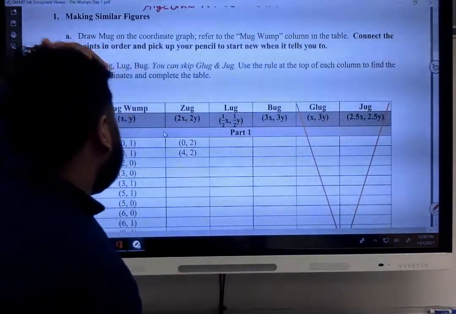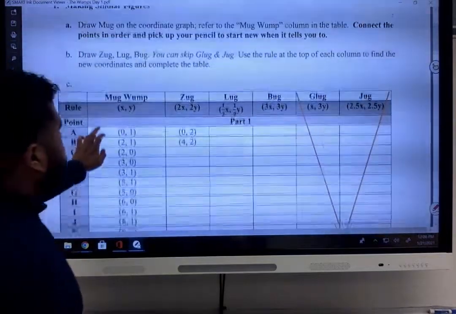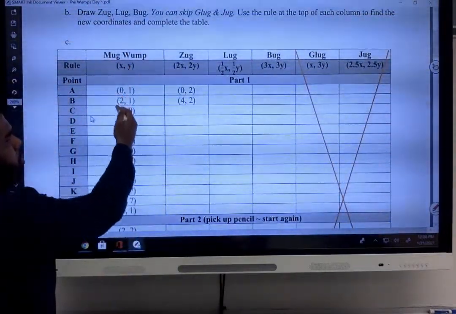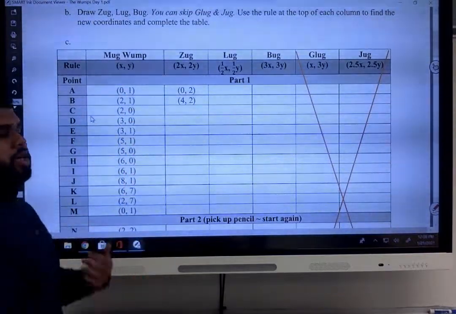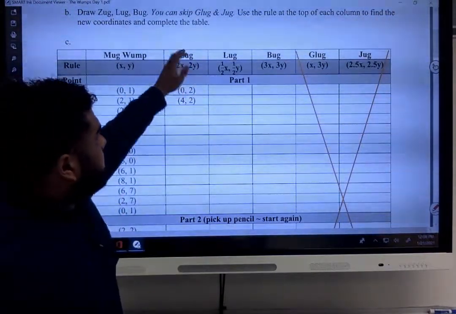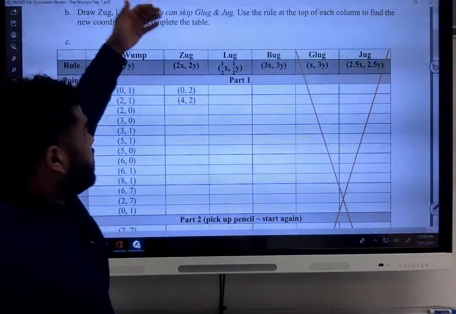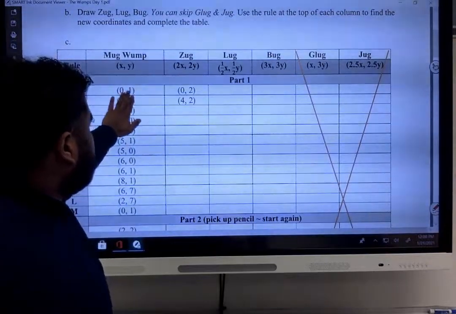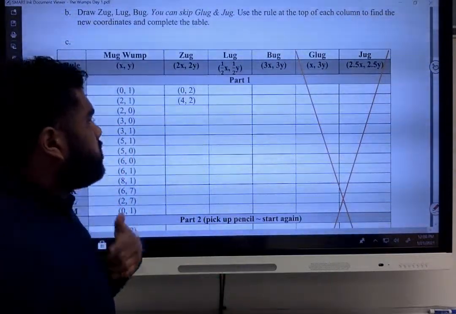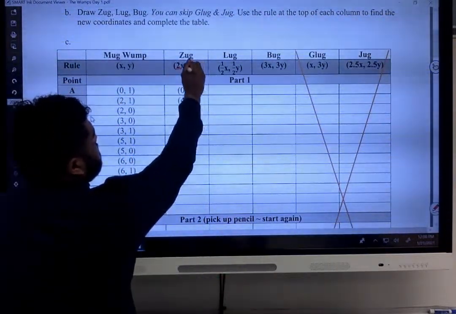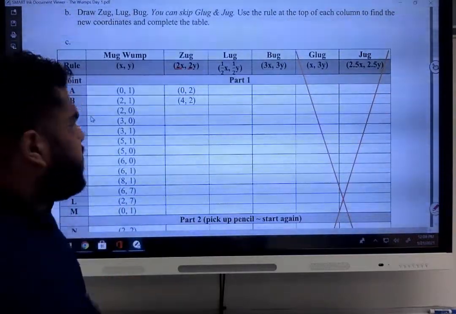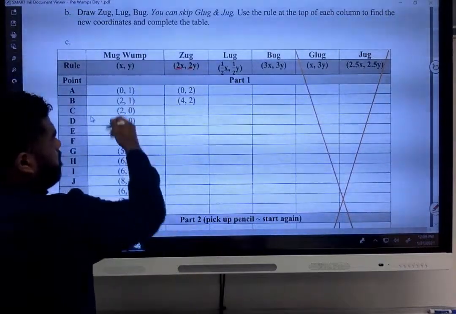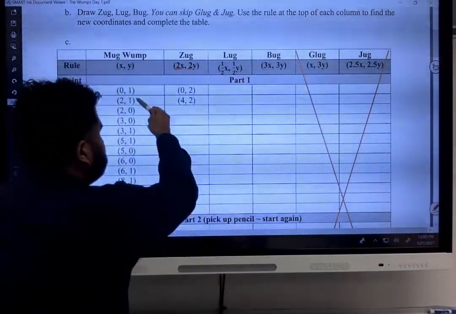All right, so what it's telling you to do right here is you're going to start with Mug, Mug 1. You're going to take his points, right, and then you're going to put them through the algebraic representation. Look right here. Zug is 2x and 2y. So what that's telling me is that I'm going to go back to Mug and his points, right, and multiply them by our scale factor, which is 2. All right? So that's how we got from 0, 1 to 0, 2. 2 times 0 is 0. Okay, 2 times 1 is 2.